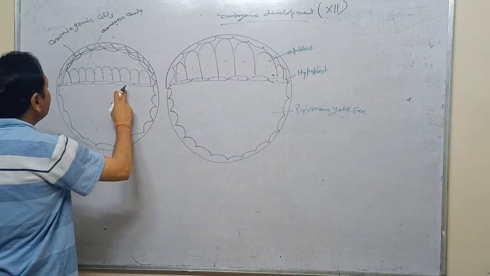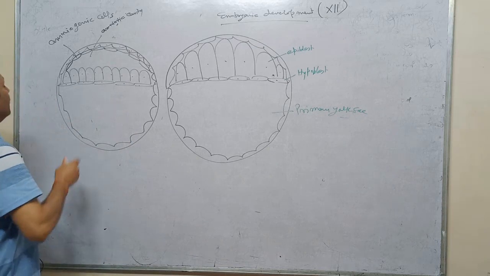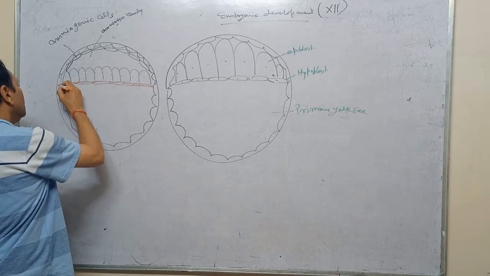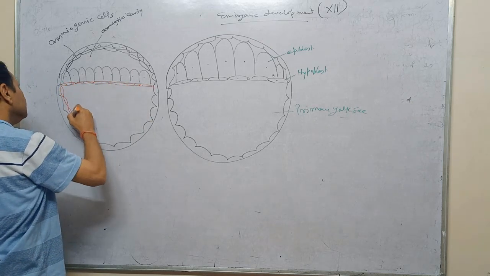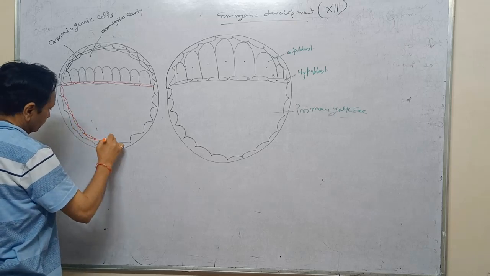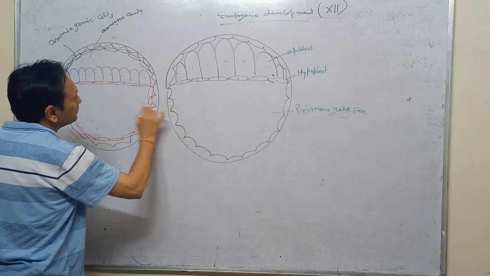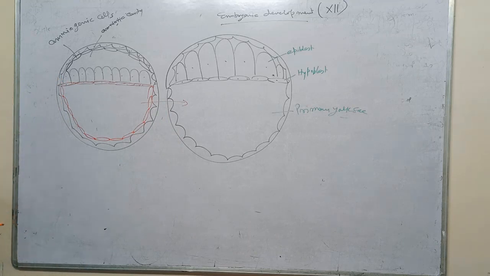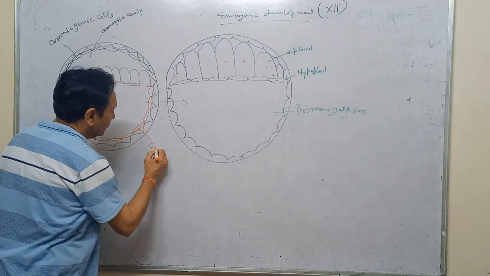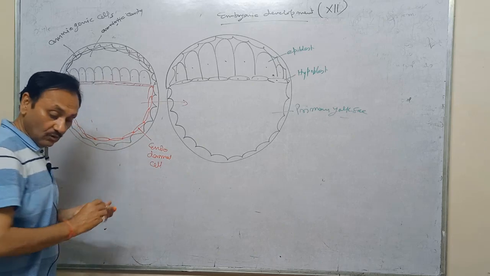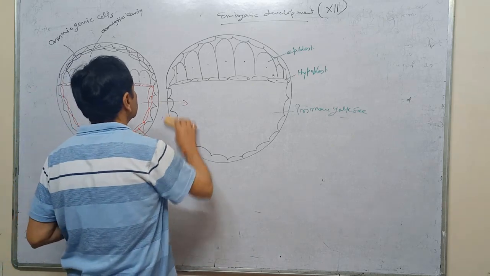Now this hypoblast, suppose this one is the hypoblast, forms a layer, and this is also called the primary yolk sac, and this layer is called endodermal cell. Now, what will be the next development?